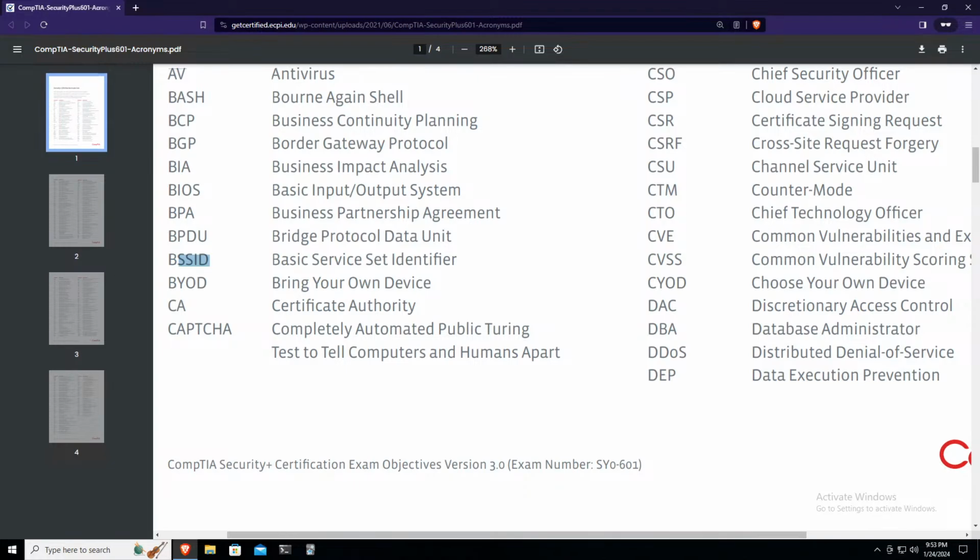So, not too sure about the basic part, leaning towards that just being more of a simplistic form of the regular SSID, but I'm unsure.